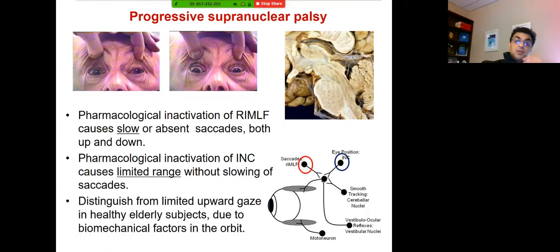And that actually helps us distinguish from limited upward gaze in a healthy elderly subject because of some biomechanical problems in the orbit. So if there is some biomechanical problem in the orbit, fibrosis, or some healthy people cannot even make full range of movement, in that case you will see abnormal VOR also. They will not have a full range. At the same time, they may not have a saccade slowing, unlike PSP.